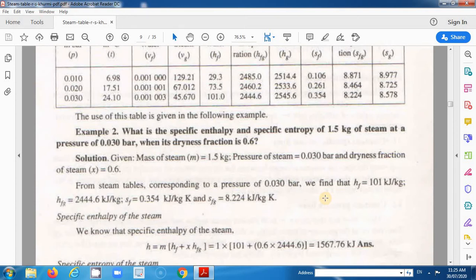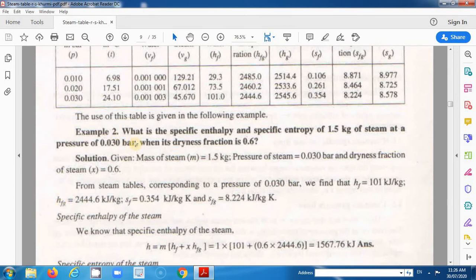Now for the corresponding value of 0.030 bar, we have to extract the values for HF, HFG, SF and SFG. You see, for 0.03 bar, what is HF? It is 101.0 kilojoules per kg. Similarly, HFG is 2444.6, so that value is taken here as HFG.